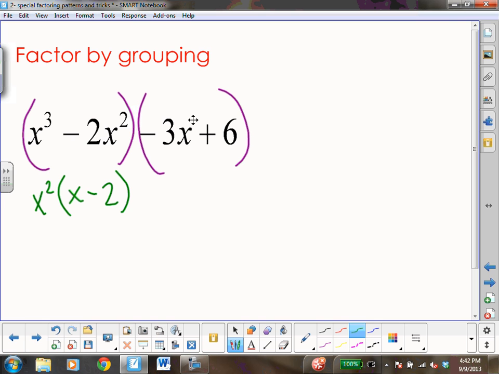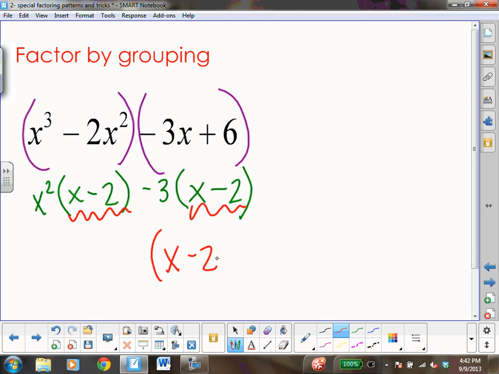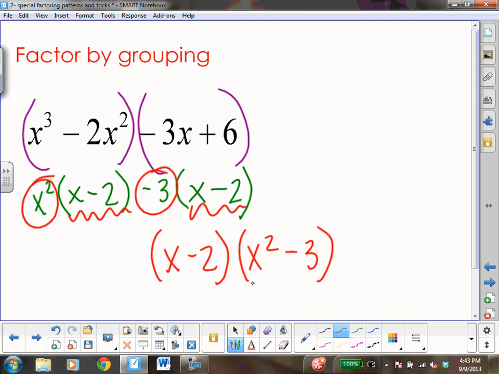I do the same thing here in my second group. Remember, I never want my x terms to be negative if I can avoid it. So I'm going to factor out a negative 3 from both terms here. If I factor out a negative 3, the x becomes positive. And I divide 6 by negative 3, so I end up with negative 2. If you factor by grouping correctly, then these two sets of parentheses should be the same. Their other factor is just the portions that you pulled out. So x squared minus 3. Sometimes you might be able to factor this part further. In this case, you cannot. So this is our prime factorization.